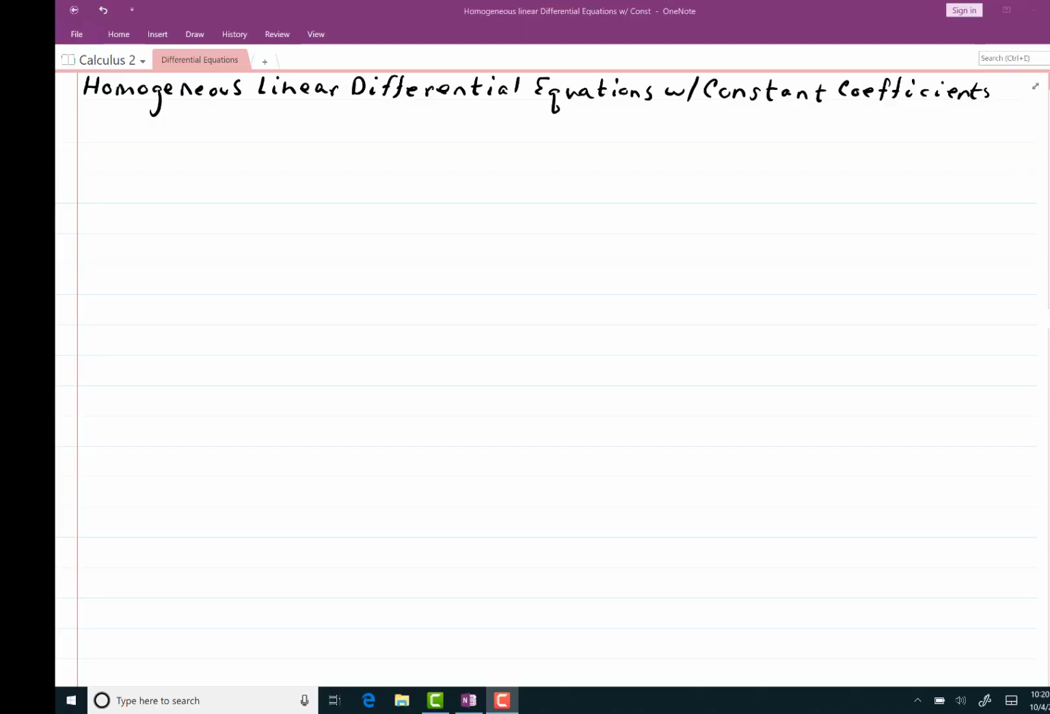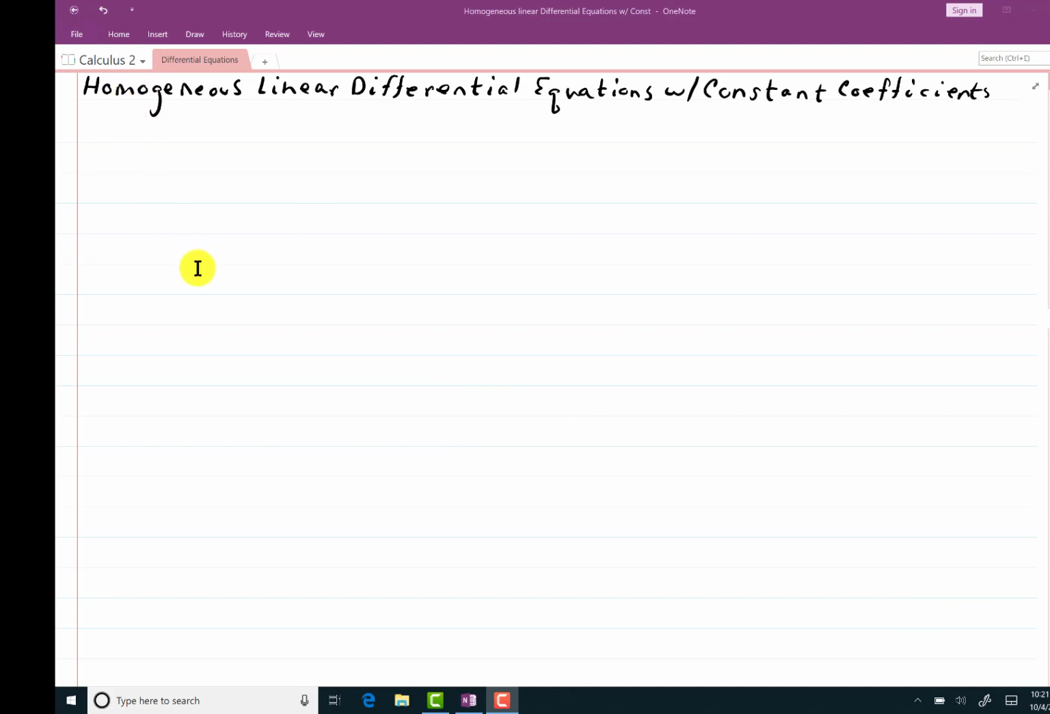In this video, we're going to start learning processes for solving differential equations. And what we're going to do is proceed with various types of equations. So these things, we're going to be looking at linear differential equations with constant coefficients.